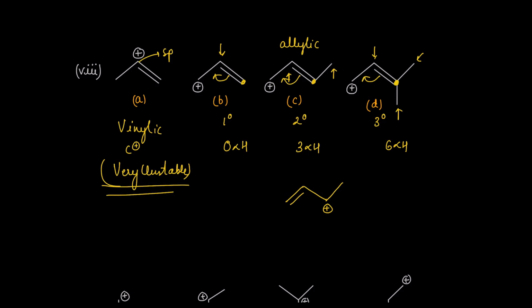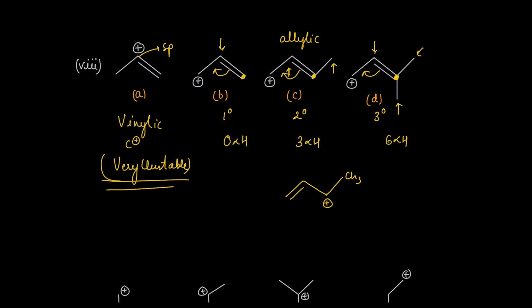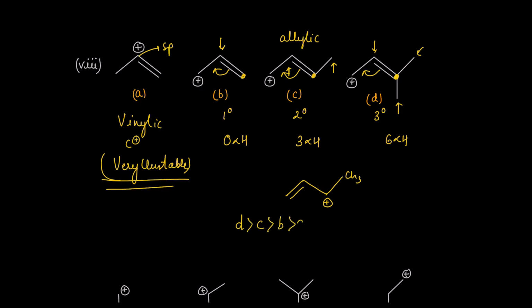Just look at this resonating structure. Here you can find there is 3 alpha hydrogen, right? So you have to calculate the number of alpha hydrogens in all of the resonating structures. Similarly, you can find there are 6 alpha hydrogens in option number D. Comparing all of them, we can say that D is more stable, then C, then B, then we have the vinylic system.